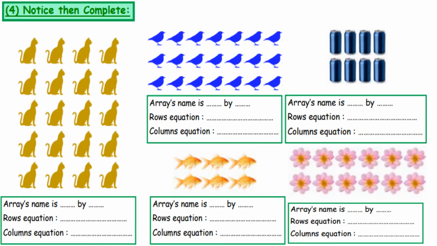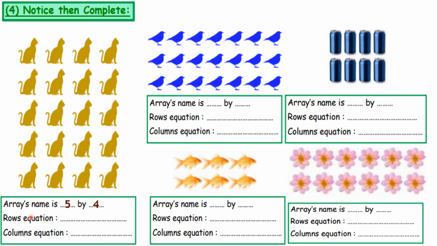Here I want to name these arrays and write the rows equation and the columns equation. And we learned it, now it's easier for me. Let's see what is the name of this array. How many rows do we have here? 1, 2, 3, 4, 5 rows. How many columns? 1, 2, 3, 4. So I have here 4 columns.